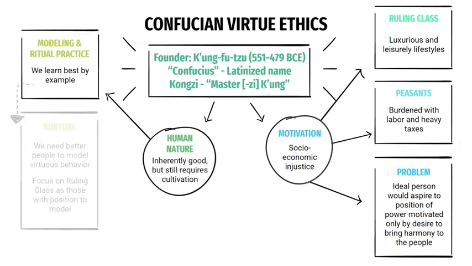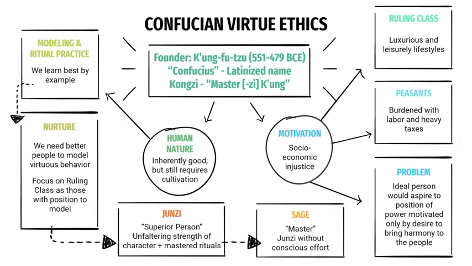harmony to the people. And this leads to a slightly different track for Confucius than Aristotle, right? Like Aristotle, Confucius thinks that we need to focus on modeling and practice. We learn best by example. That is definitely something that Confucian virtue ethics and Aristotelian virtue ethics have in common: we want to model good behavior and try to break the habit of modeling bad behavior. And this is going to require nurturing. We need better people to model virtuous behavior, and we focus on the ruling class as those with the position to model. In other words, the people in charge should be the ones setting the example.